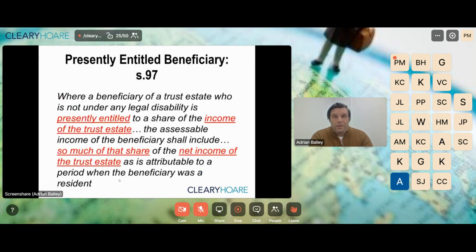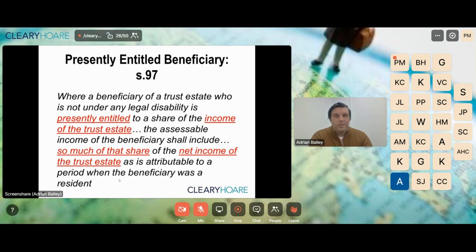The key provision within the 1936 Act is Section 97, which outlines how a beneficiary ends up being taxed from a trust. So I'll read through the actual section here. The parts that are in red and highlighted, they're there because we're going to go through each of those in separate slides as to what the meanings of those particular phrases are.